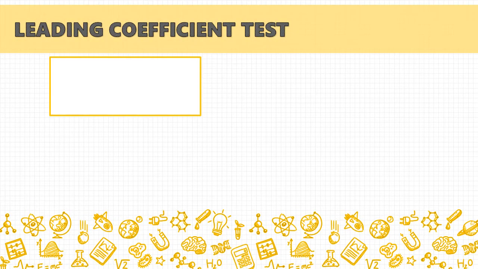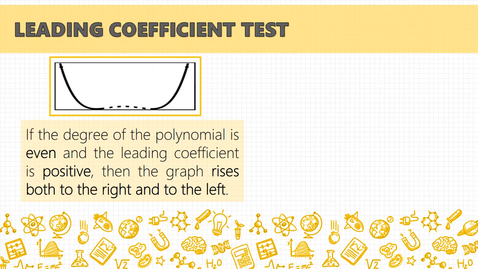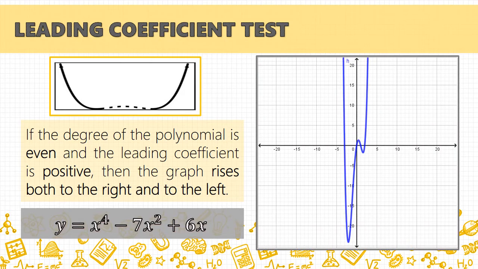Third type is if the degree of the polynomial is even and the leading coefficient is positive. Then the graph rises both to the right and to the left. Example function is y is equal to x raised to 4 minus 7x squared plus 6x. The leading coefficient is 1 and the degree of the polynomial is 4.